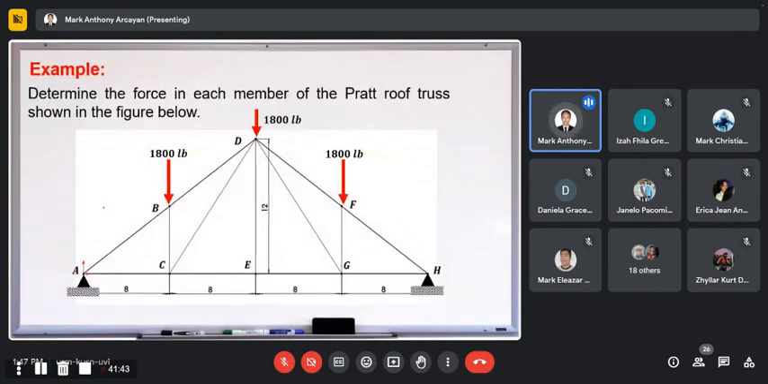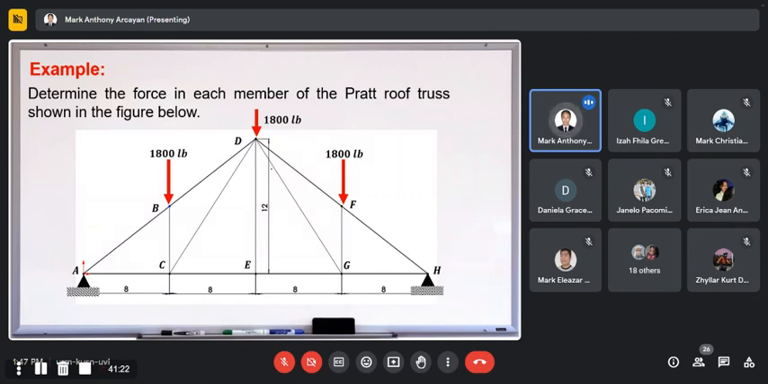Okay, let's have an example, no? Determine the force in each member of the flat roof truss shown in the figure below. By the way, these are the steps. You just repeat them until you finish all the joints, until you determine all the internal forces.